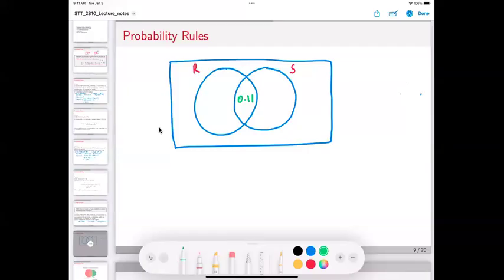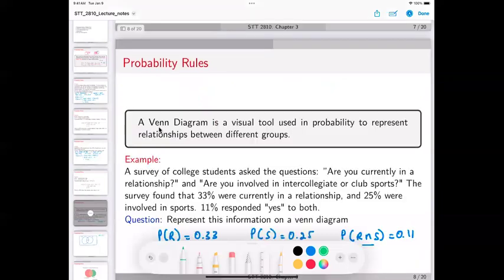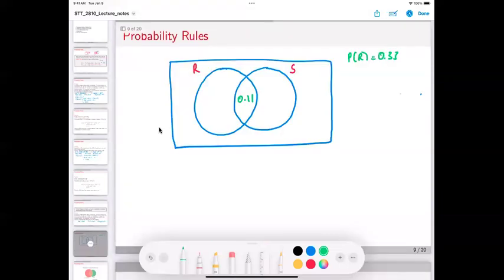Is that okay? So draw two circles and then first put the intersection. Does that make sense? Good. Now let us put the other ones. We know that P of R is equal to 0.33, isn't it, from here? Is that okay? This whole circle here is R. Is that okay? And so what do we put here?